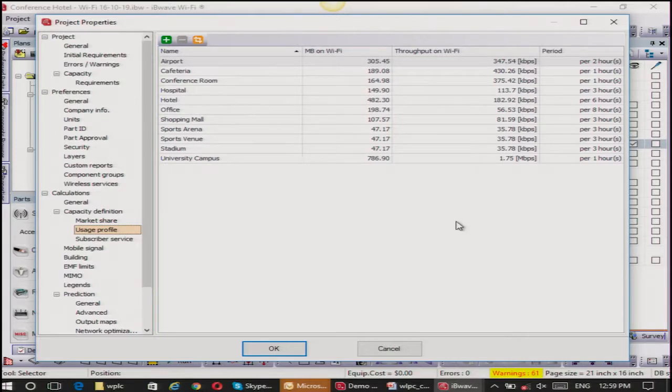So if I have transferred 189 megabytes on Wi-Fi in cafeteria, that's done in an hour. So your throughput is really calculated based on transferring that file size over 1 hour. So that's what you need to take into account when you are doing that.